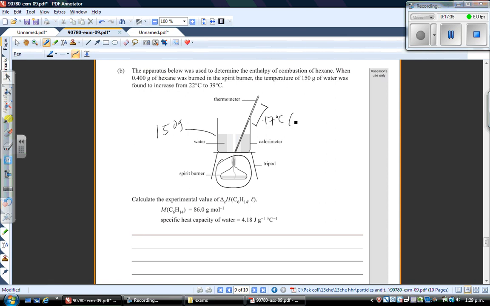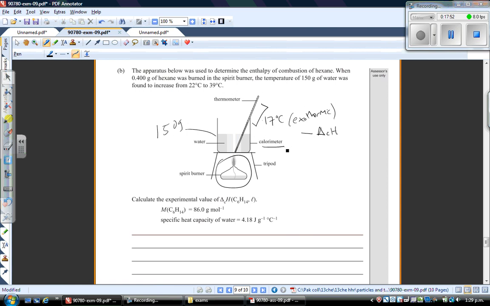Now that tells you that it's an exothermic reaction, which we mentioned already. Combustion is always going to be exothermic. So you're going to have a negative delta CH value. That's the first thing you can infer from reading the question. What else can we talk about there?